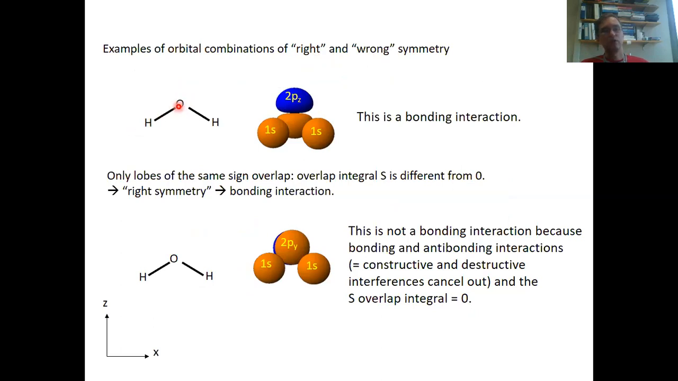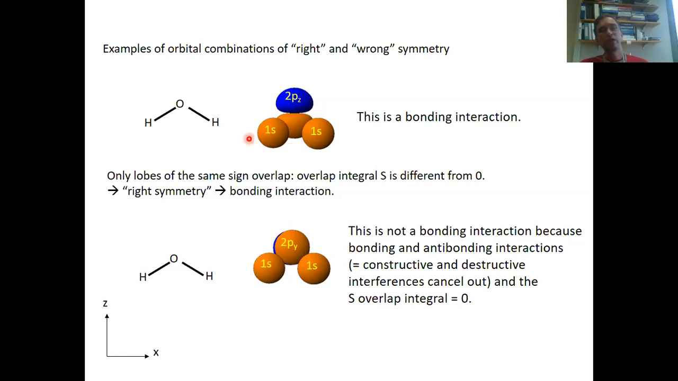In the water molecule, the oxygen atom has, for instance, a 2pz orbital, and the hydrogen atoms have the 1s orbitals as valence orbitals as well. Now let's see how they overlap and if actually a covalent interaction is possible between them because of symmetry. Okay? If it's possible, then the bonding and antibonding interactions would not cancel out, which is equivalent to saying the constructive and the destructive interferences do not cancel out.